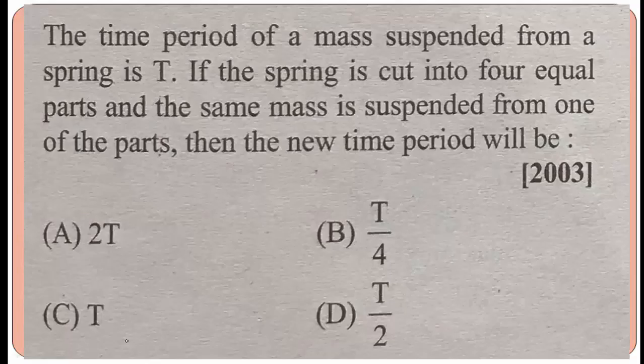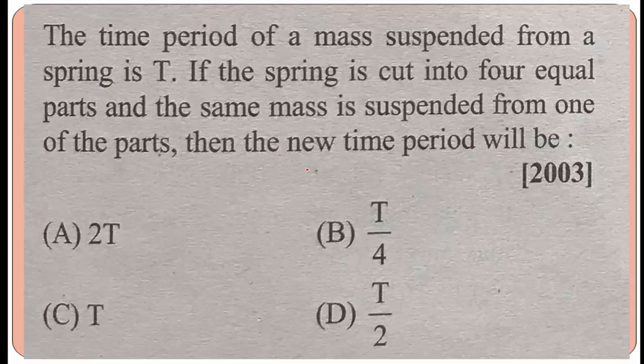The next problem is: the time period of a mass suspended from a spring is T. If the spring is cut into 4 equal parts and the mass is suspended from one of the parts, then the new time period will be.